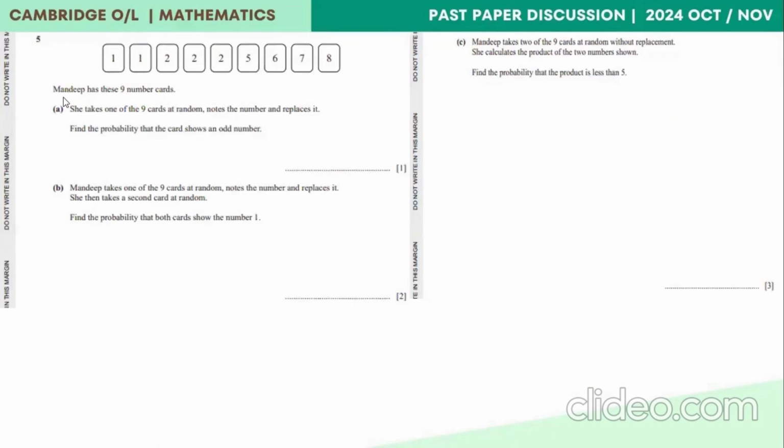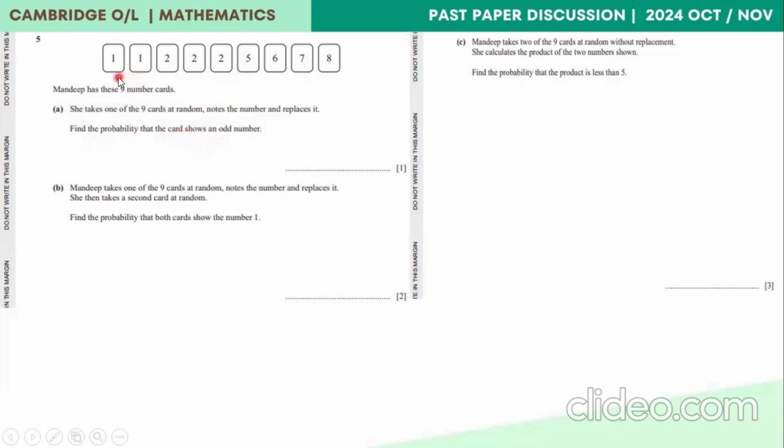The fifth question. Mandeep has these 9 number cards: 1, 1, 2, 2, 2, 1, 5, 6, 7, and 8. So the A part: she takes one of the 9 cards at random, notes the number, and replaces it. So find the probability that the card shows an odd number.